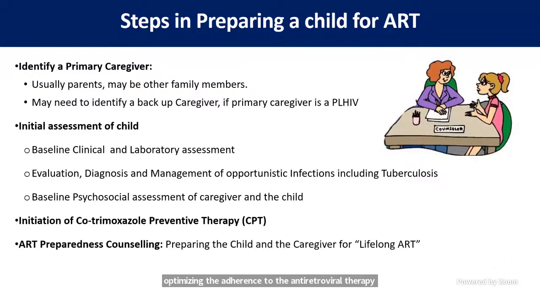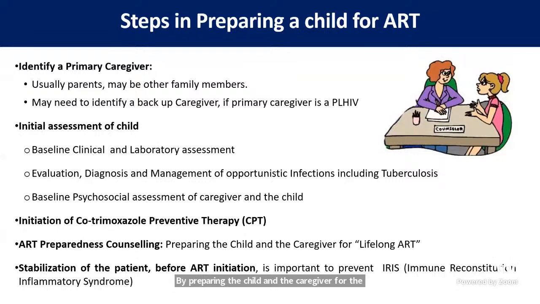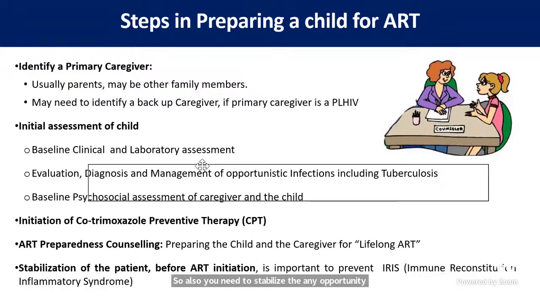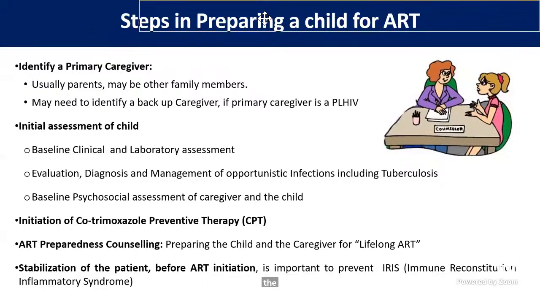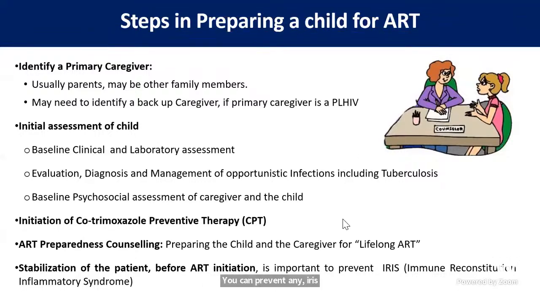And then you have to do the ART preparedness counseling by preparing the child and the caregiver for the lifelong antiretroviral therapy. Also, you need to stabilize any opportunistic infection so that you can prevent any IRIS, that is immune reconstitution inflammatory syndrome.